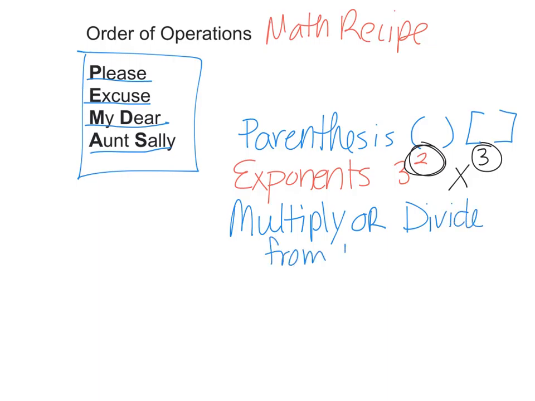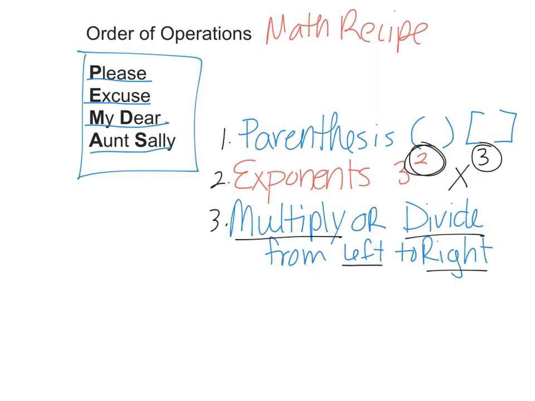from left to right. This is confusing to some kids because they think they have to always multiply first and then divide second. That's not true. You're moving from left to right. If divide comes first to the left, you do divide. If multiply comes first, you multiply. So it is an order from left to right.